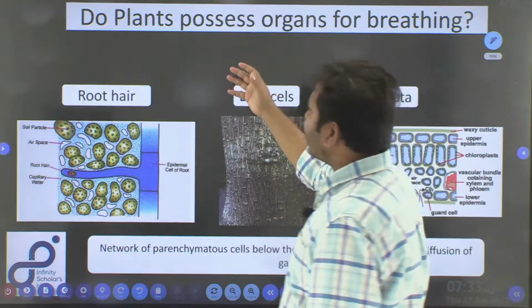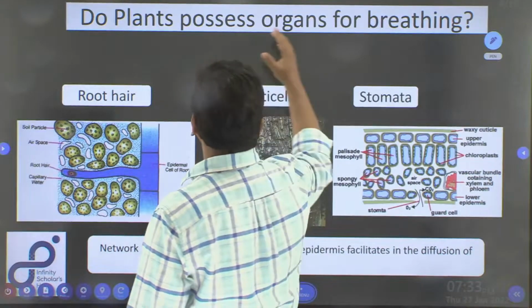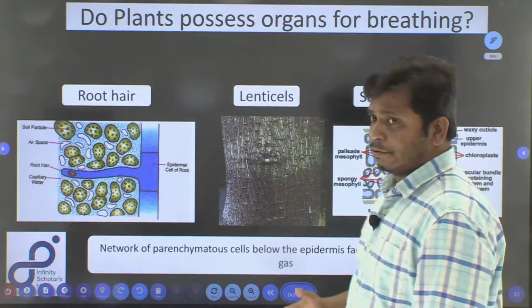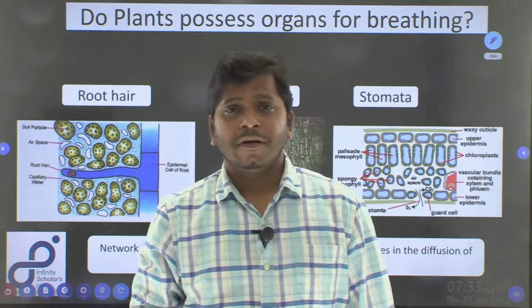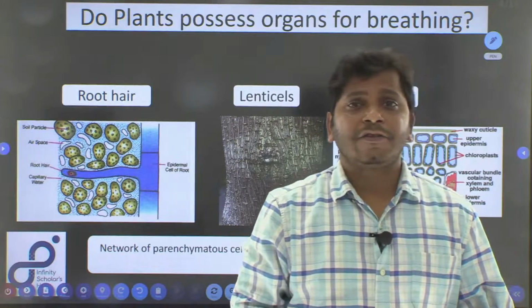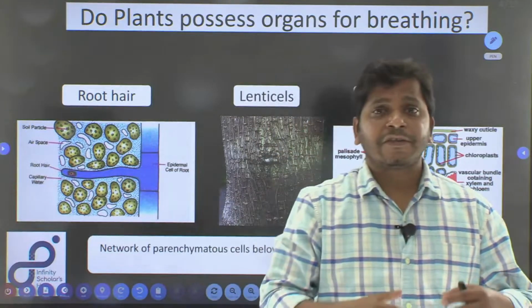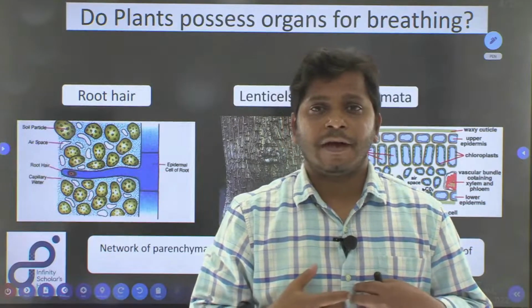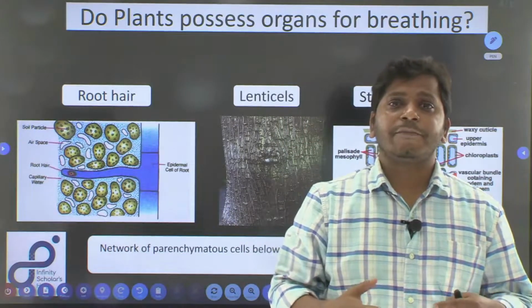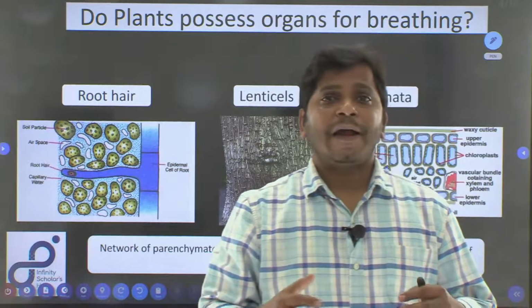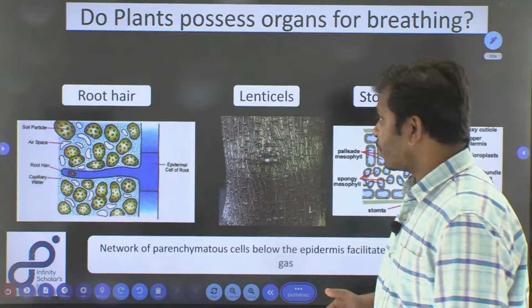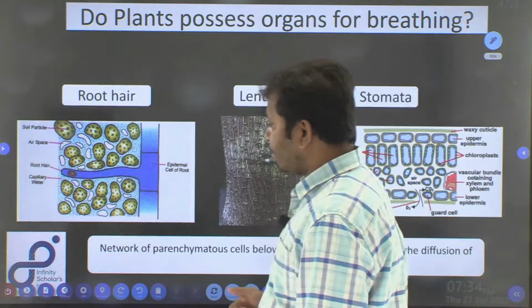But now the question comes, do plants possess such a kind of well-defined organ for breathing? The answer is simply no. They don't have a specialized, well-developed system like human beings, who have lungs, which help in the breathing process. So the plants do not possess such a well-defined organ system. And why is that?